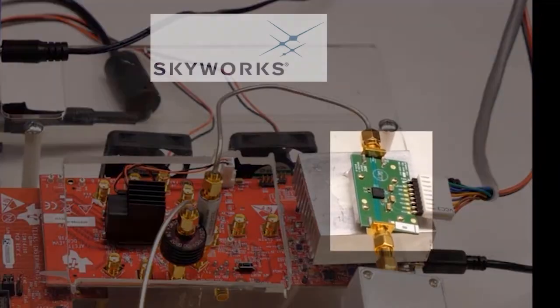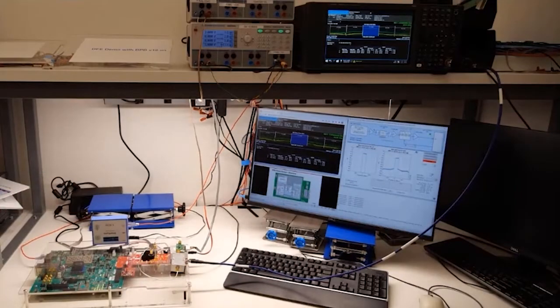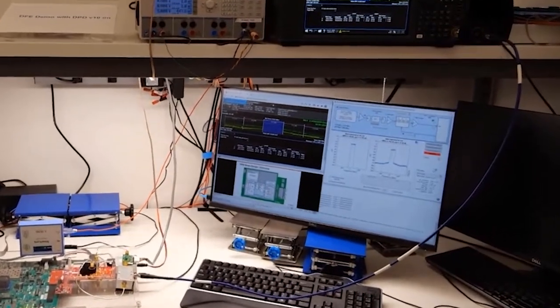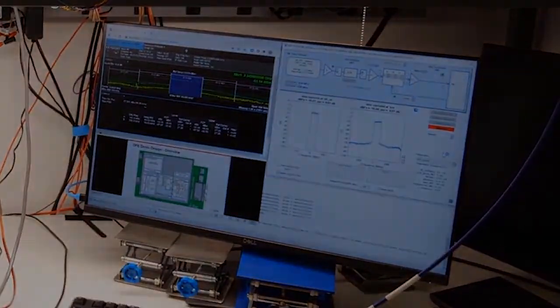And this is the Skyworks PA. We are using a SKY66318-21. So this is a 200 megahertz PA capable of delivering up to 28 dBm average output power, 3.3 to 3.7 gigahertz. So for the rest of the demo, we will focus in on the DPD demo GUI and the signal analyzer to measure the performance.